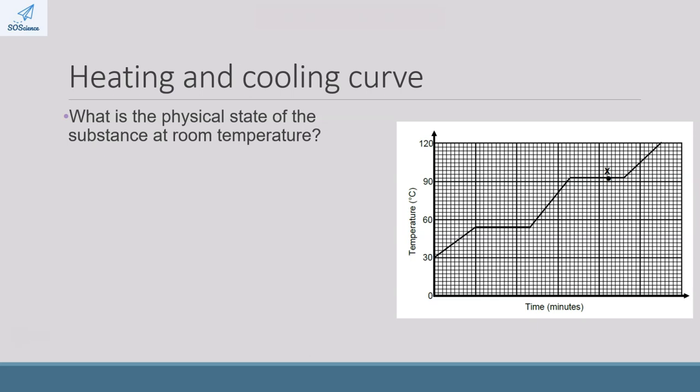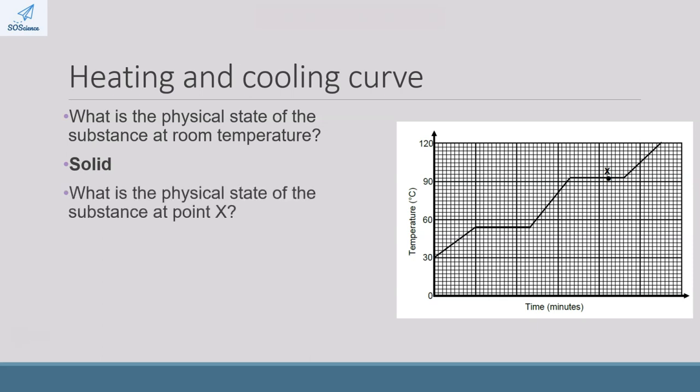What is the physical state of the substance at room temperature? Well, we know that room temperature sits at 20-something degrees Celsius. And anything below 54 degrees Celsius, at those temperatures, the substance exists as a solid. So at room temperature, the substance will also exist as a solid. And what is the physical state of the substance at point X? Now remember that during a phase change, the substance actually exists in 2 phases or 2 states. And during boiling, it will exist as both a liquid and a gas.